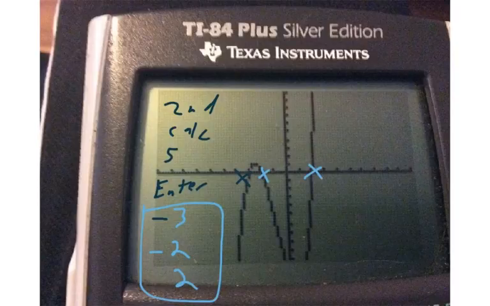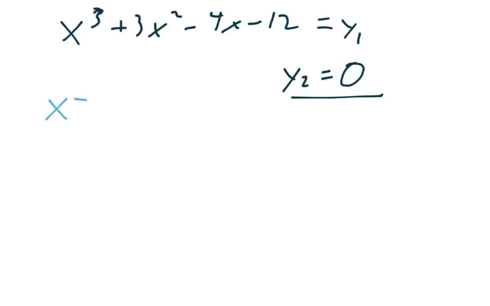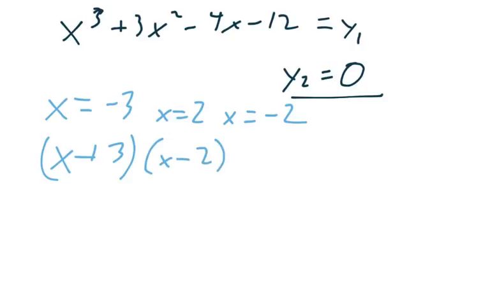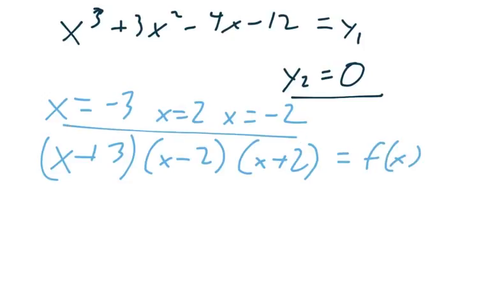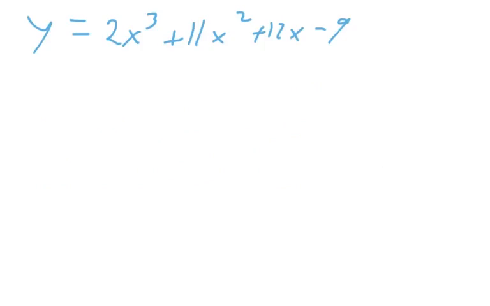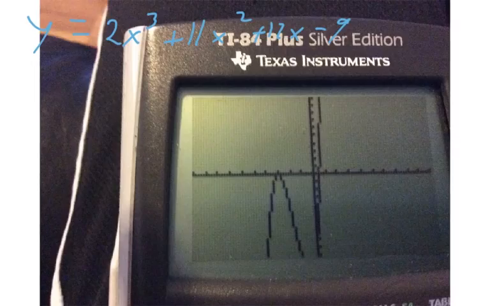And that makes the factoring pretty easy. So with x equals -3, x equals 2, and x equals -2, I get the answer of x plus 3, x minus 2, and x plus 2. And so here are the zeros, and here are the factors. For the next problem, we're going to try this one. And we're going to put that into y1, and let's see what the graph looks like.